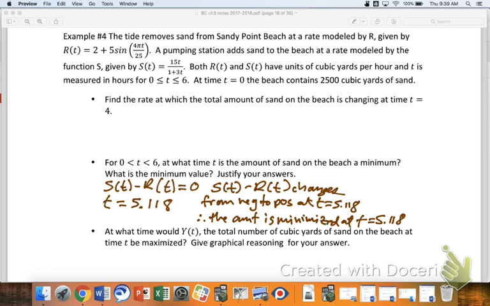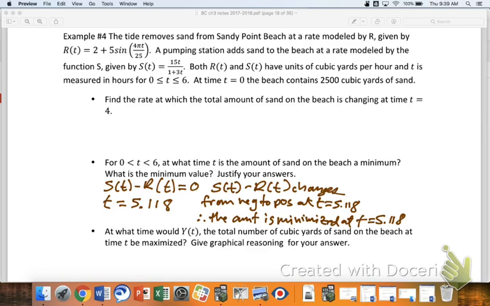Okay, so that's what I would expect you to be able to do right now using mins and maxes. And is that the first derivative test, or is that the second derivative test we just used? First derivative test. You're right. You could have done math with S of t minus R of t at 5.118 and used the second derivative test, I suppose. That probably would have been a little longer, a little more difficult since you had the graph right in front of you.